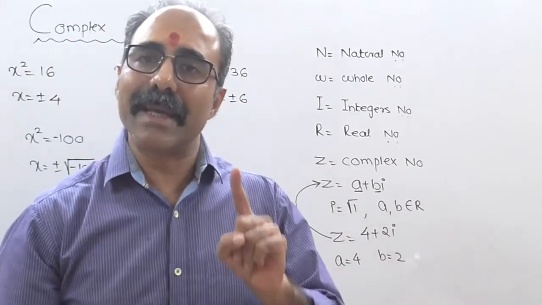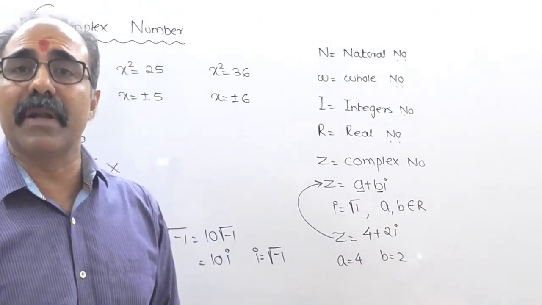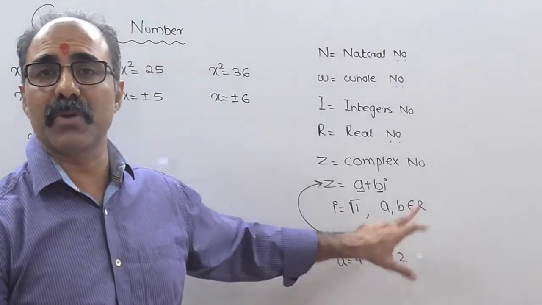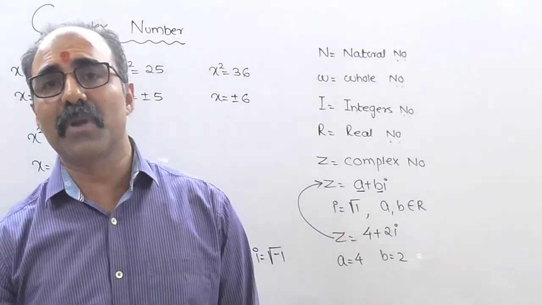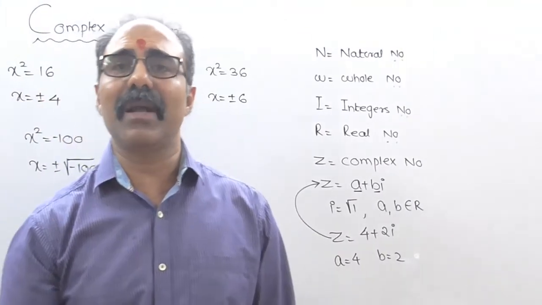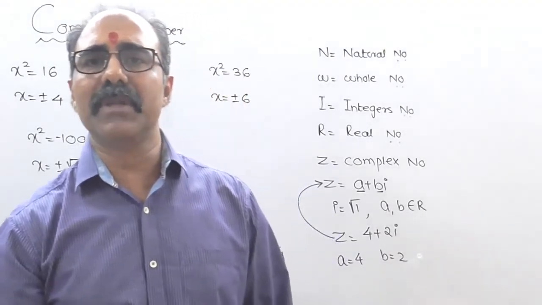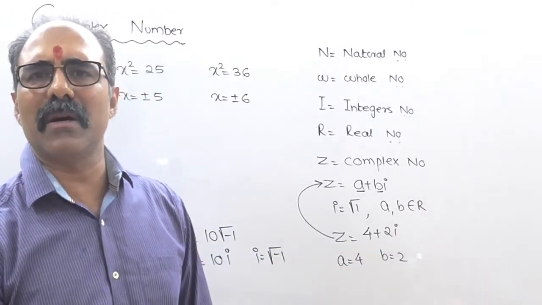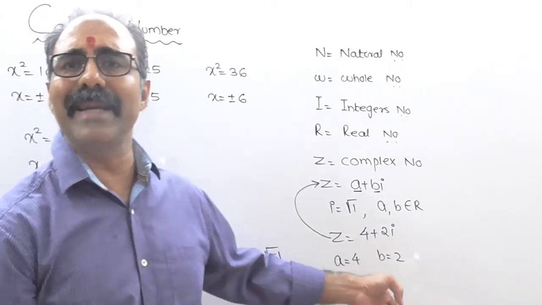Is 4 a real number? Yes. Is 2 a real number? Yes. That means a and b will belong to the set of real numbers wherein i will be equal to root of minus 1. So this is how a complex number is defined. Complex number is supposed to be the biggest of all the numbers because it will have real numbers, integers, rational numbers, irrational numbers, natural numbers, whole numbers. For example, if I ask you what is this 4, you can say this 4 is a natural number. You can also say that this 4 is a whole number. You can say it is an integer also.